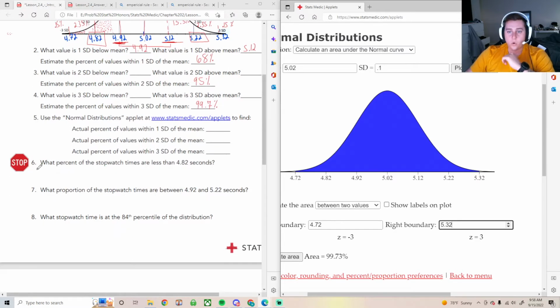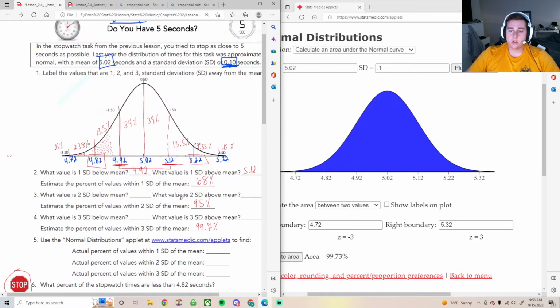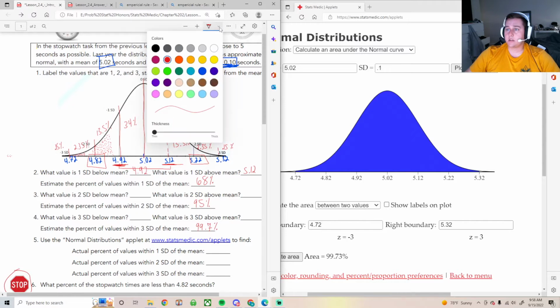And then for 6 through 8, in class, the stop sign is here so that I could tell you that I want you to answer these questions without using Stapplet. So this is a little bit tricky, but I can walk you through how to do these. What percent of stopwatch times are less than 4.82 seconds? So what I like to do, I'm going to do some erasing up here.